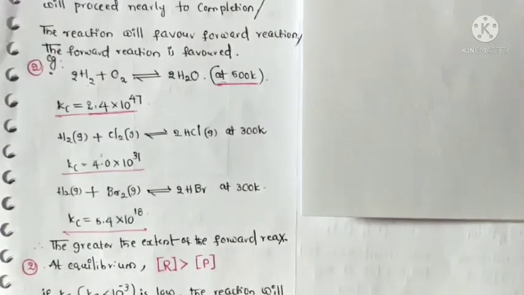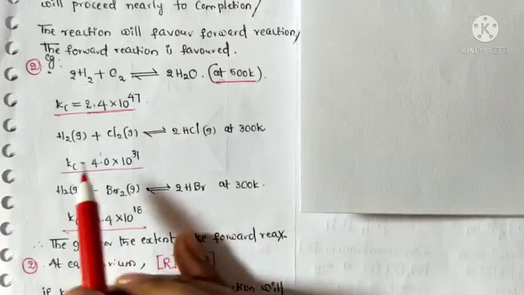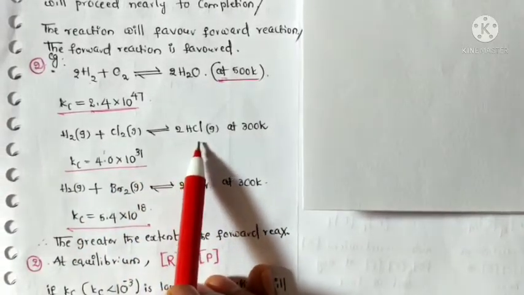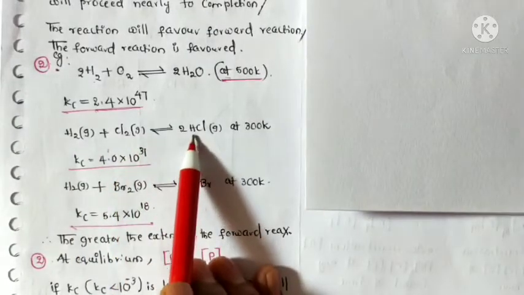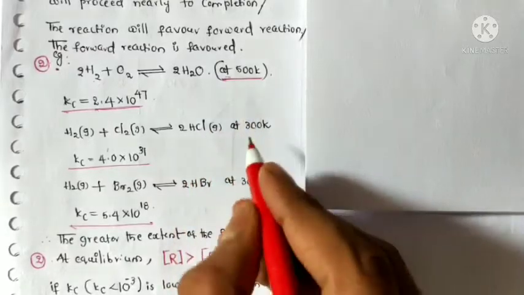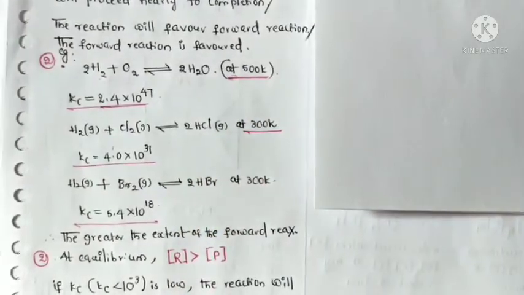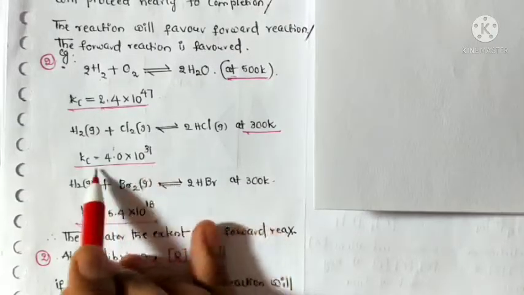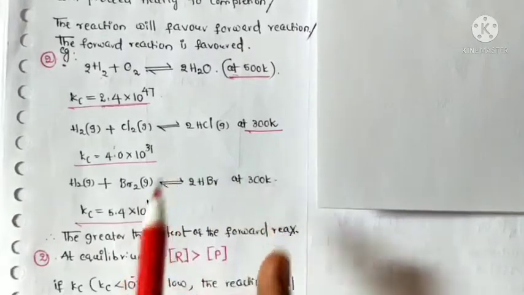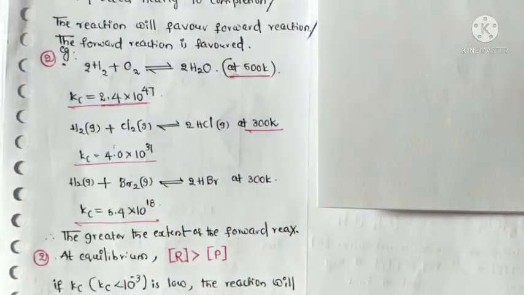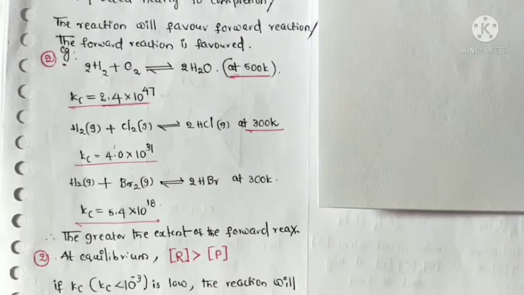Next, another example, formation of hydrochloric acid. Hydrogen is reacted with chlorine gas to form 2 moles of hydrochloric acid at a given temperature of 300 Kelvin. How much is the equilibrium constant value? It is also a high equilibrium constant value. That's why this reaction also proceeds nearly to completion, and the forward reaction will proceed to a great extent.